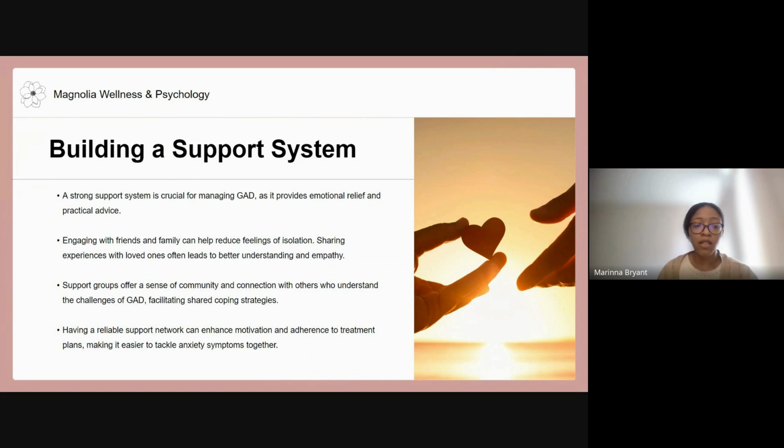And then you could consider joining a support group where you can connect with others who understand your challenges. These groups often provide valuable insights and coping strategies too. Finally, make sure to lean on professionals when needed. Therapists, counselors, psychologists, psychiatrists, all of the above. Or even, you don't have to go in person. You can also have online therapy and support as well, or what we like to call telemental health.